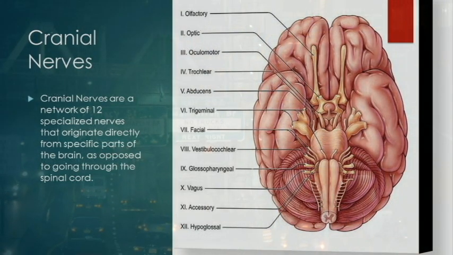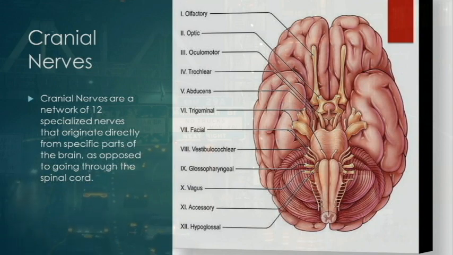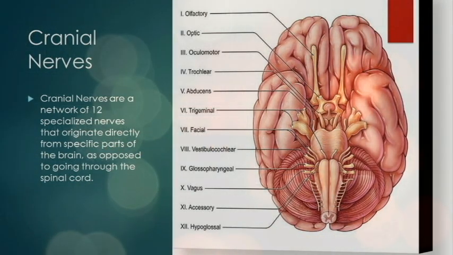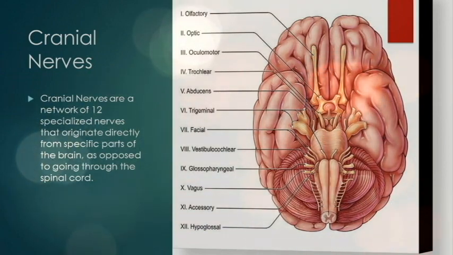our surroundings. And then there are mixed cranial nerves. These nerves have both motor and sensory functions. So, for example, the vagus nerve, which is cranial nerve 10, plays a crucial role in controlling the heart rate and digestive processes, while also carrying sensory information from the organs to the brain.